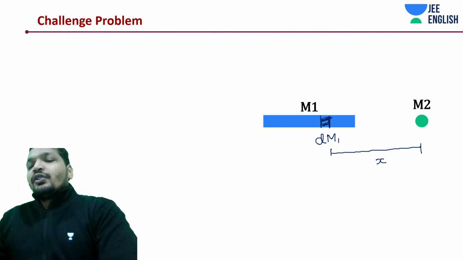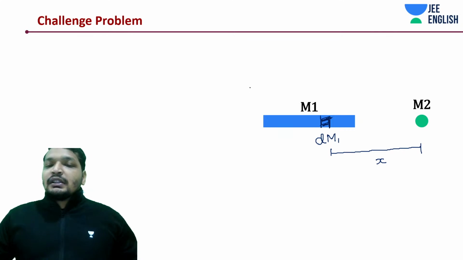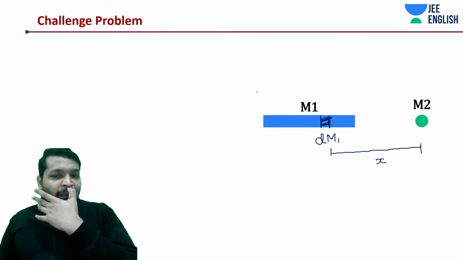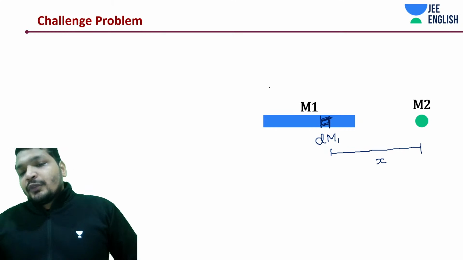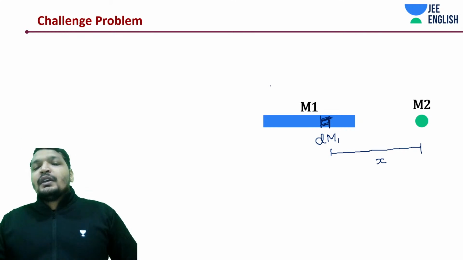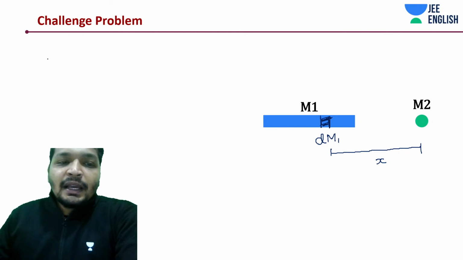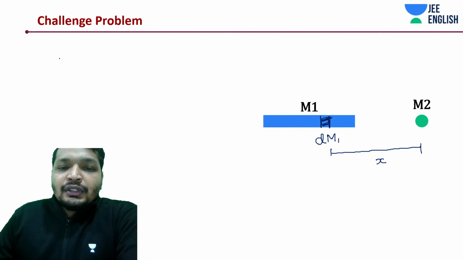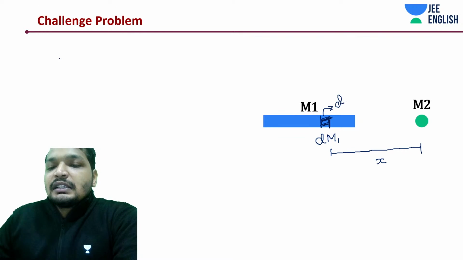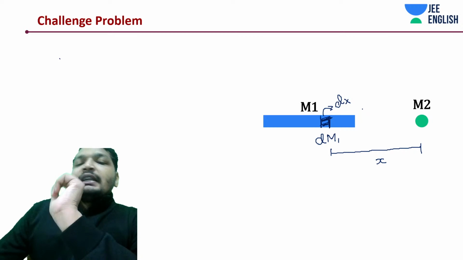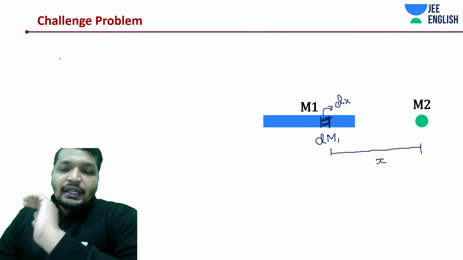This is actually the way to go about it. Generally we are only dealing with linear mass distribution in this case. So it is at a distance X from M2. Really simple. And how do I find out the mass of this small element? We need to multiply this small dm1, which of course has a small length, like distance dx. If you're wondering why not dl, you can also take it as dl.